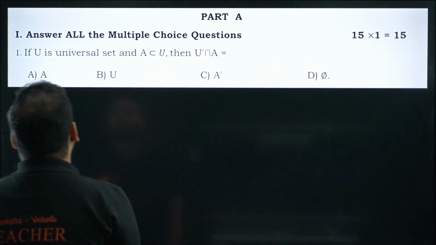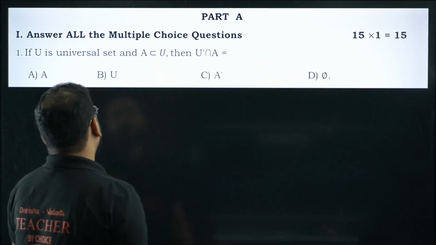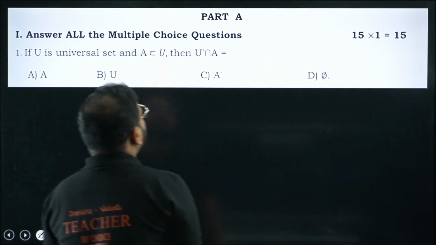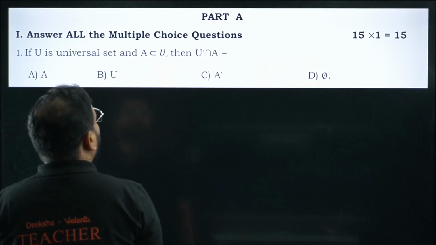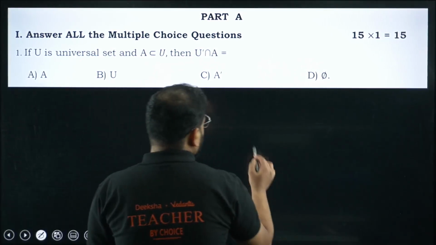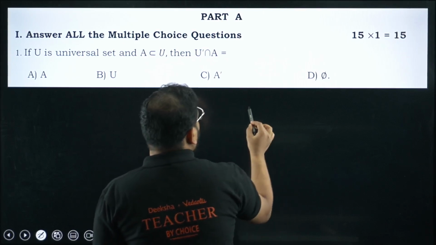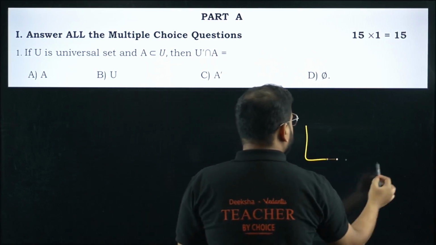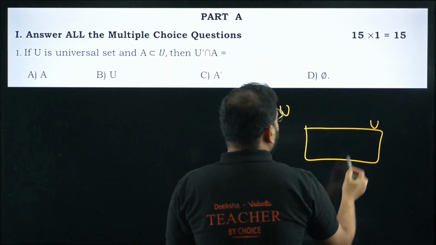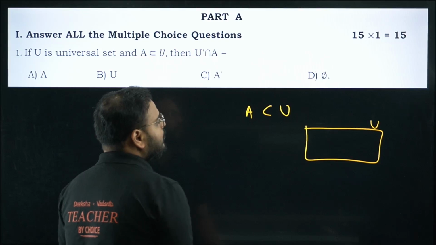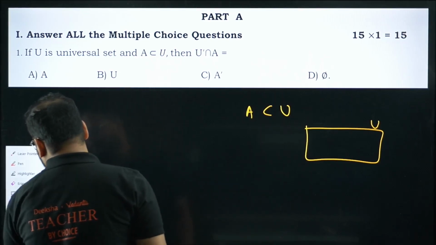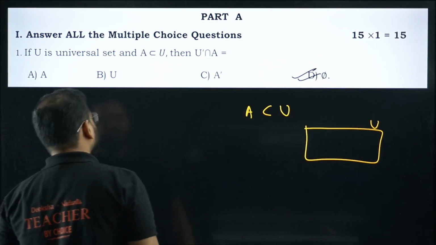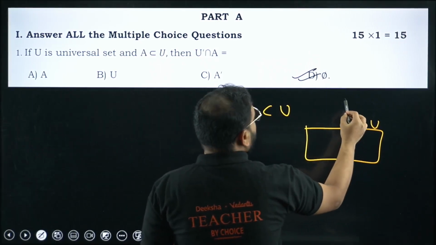Question number 1: if U is the universal set and A is a proper subset of U, then U' intersection A would be how much? Think about it. A is a proper subset of U, which means A is not equal to U. This is U. Intersection of A with what is not U is the null set. The answer is option number D.